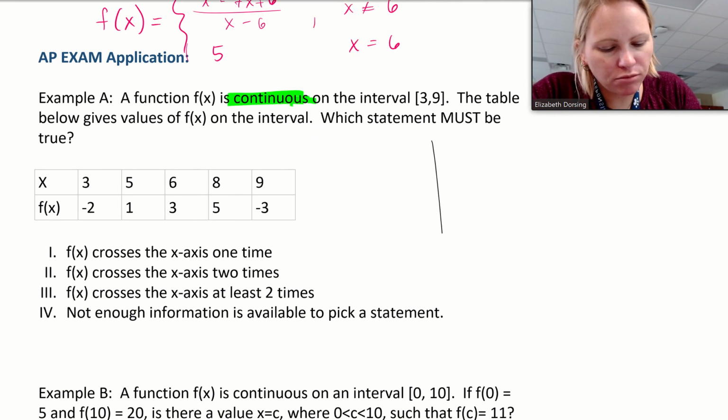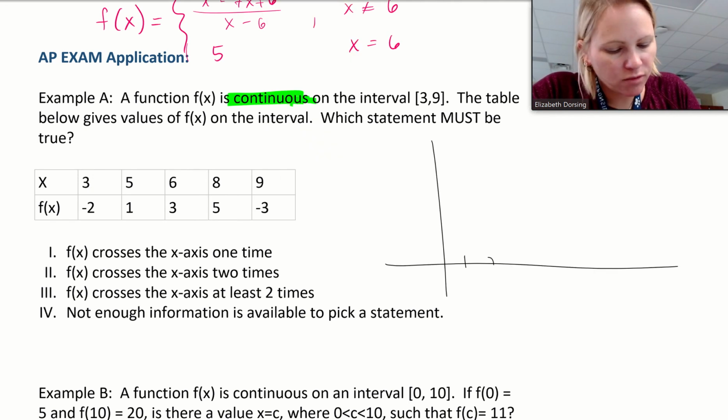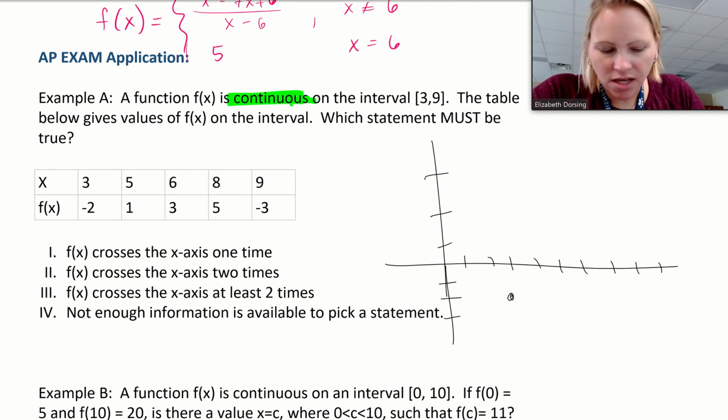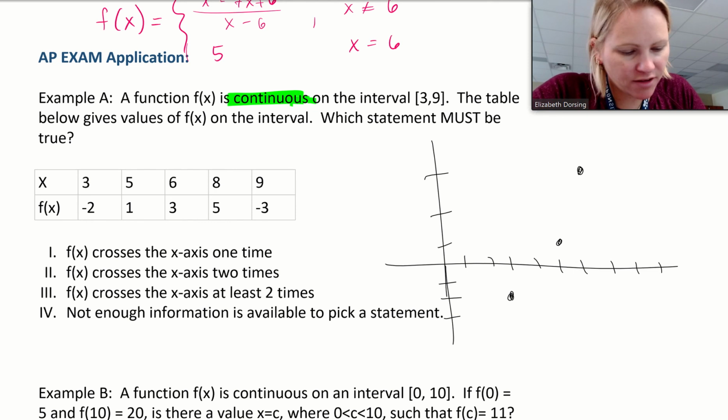So if I were to plot these points, there's my 9. Let's see, 1, 2, 3, 1, 2, 3. I've got 3, negative 2, so that's kind of here. I've got 5, 1. I've got 6, 3. It's kind of up here. I've got 8, 5. So that's up here. And then I've got 9, negative 3.